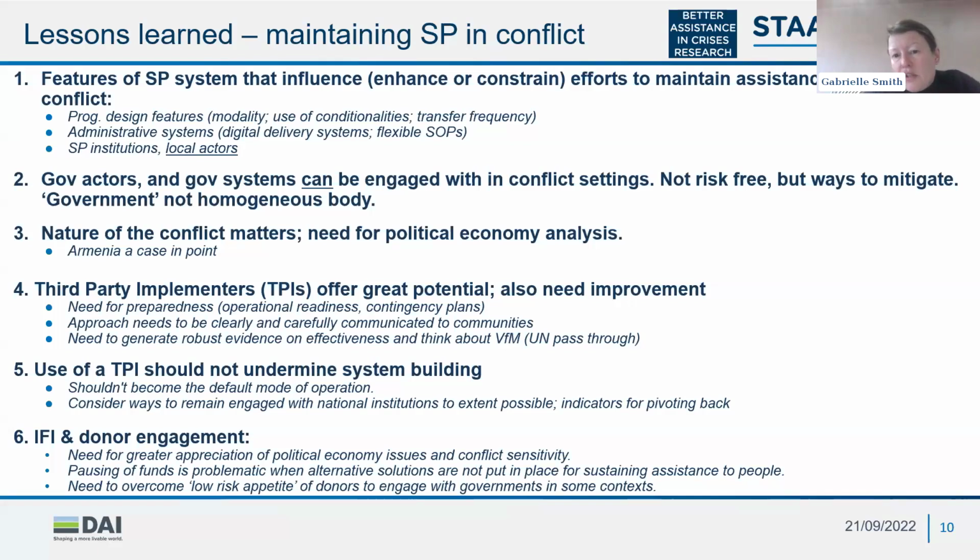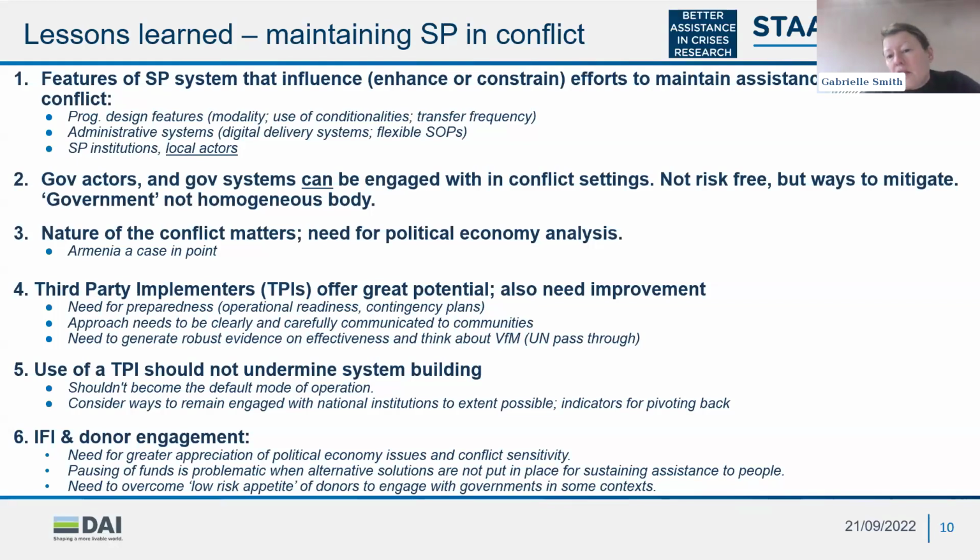We're seeing that certain features of the social assistance system can make it easier to maintain social assistance during conflict. So this includes things like program design features. As an example, unconditional, unrestricted cash transfers are easier to sustain in insecure settings than modalities like cash for work or economic inclusion measures. Digital delivery systems, where they exist, have been a really key enabling factor. In several countries, continued engagement with subnational social protection institutions has been a really important part of maintaining delivery of assistance at times of conflict.